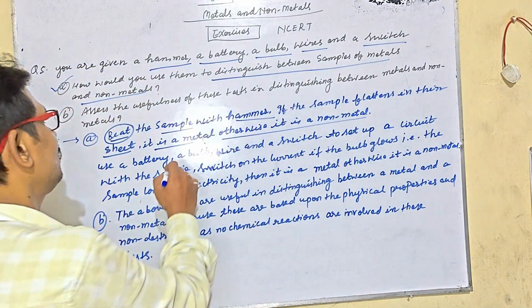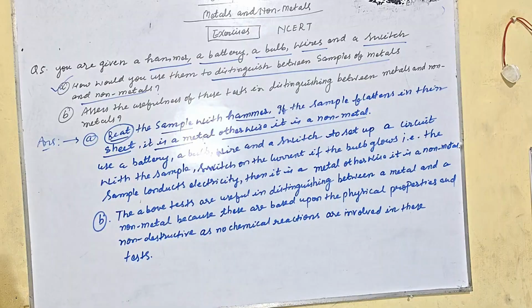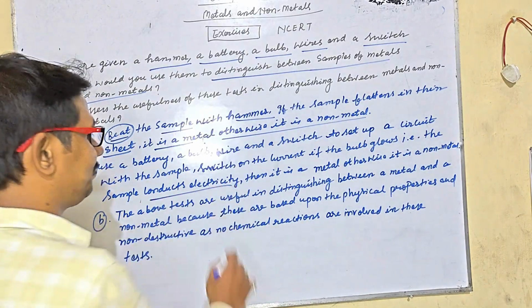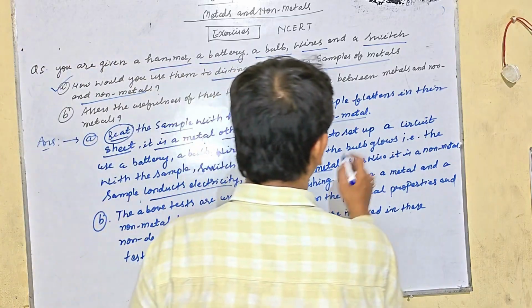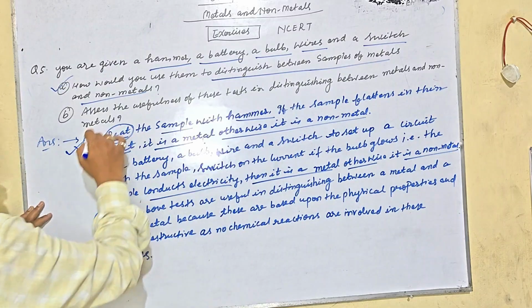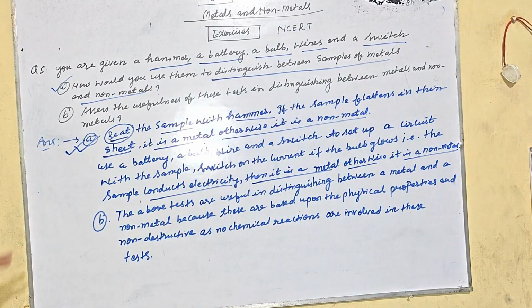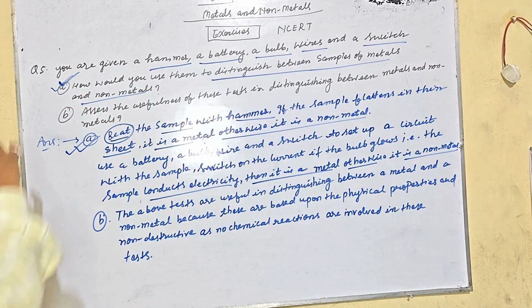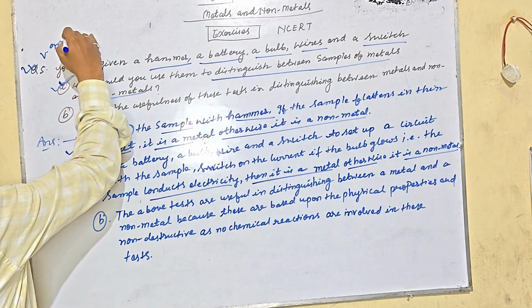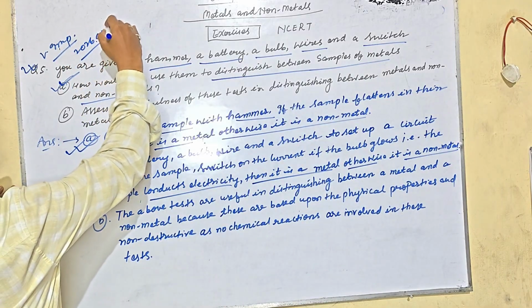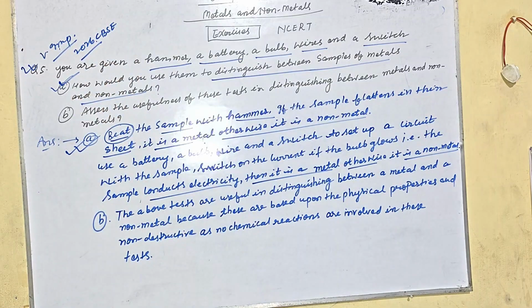Use a battery, a bulb, wires, and a switch to set up a circuit with the sample and switch on the current. If the bulb glows, that is, the sample conducts electricity, then it is a metal. And if the bulb doesn't glow, it is a non-metal. This is the answer number A of question number 5. This type of question is very important for board examination 2026 CBSE.